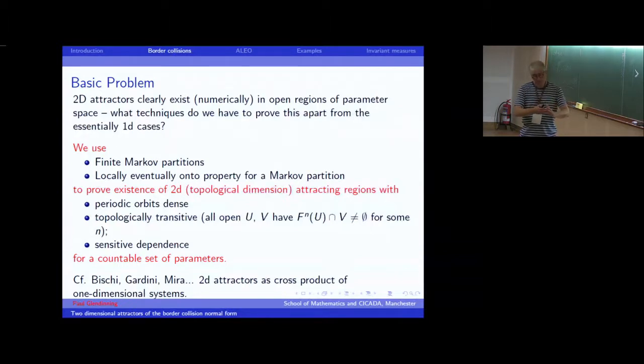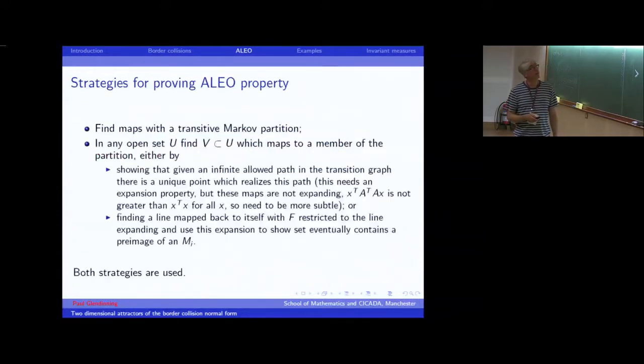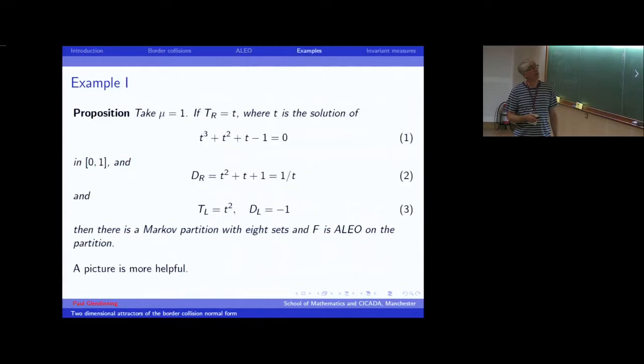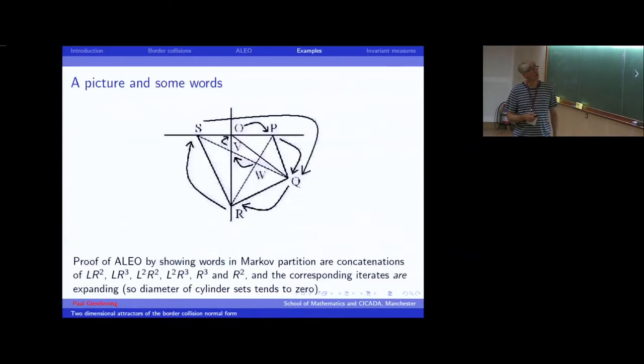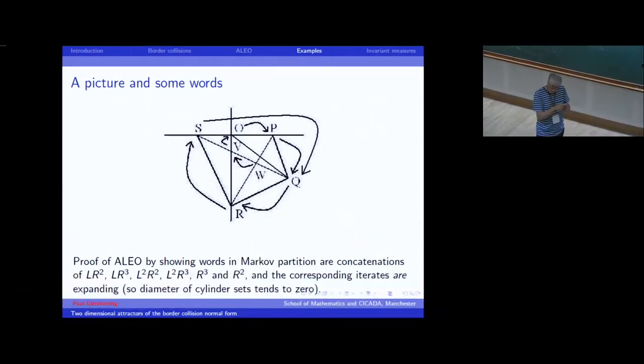You have to be a little careful about this, because you need to be able to show not just that you have chaos, but that you have chaos that fills a two-dimensional region. So I defined something called affine locally eventually onto, which is easier to control, but let's not worry about that. Remember when we did period 3 implies chaos, we had period 3, and then we used that period 3 to construct a Markov partition.